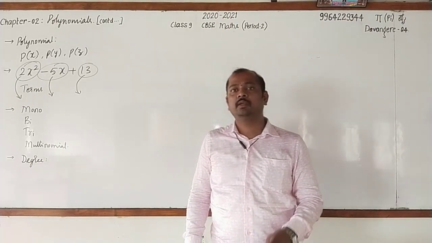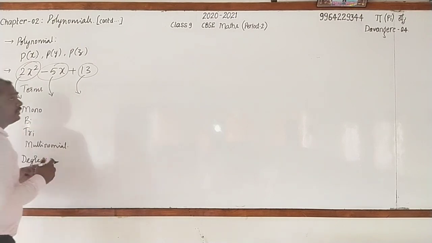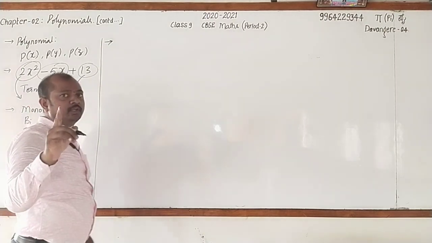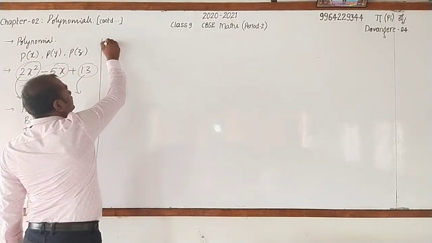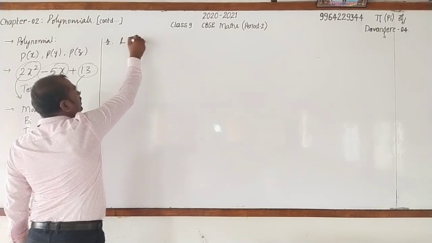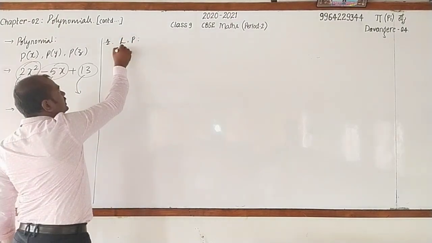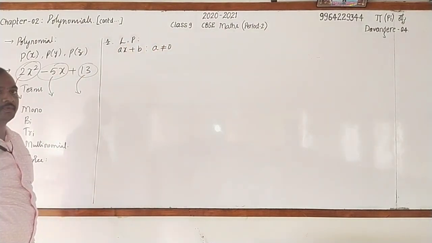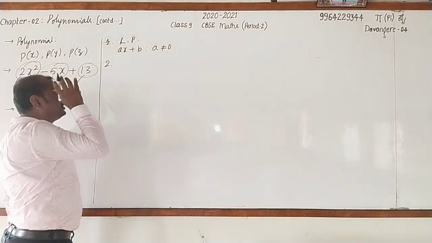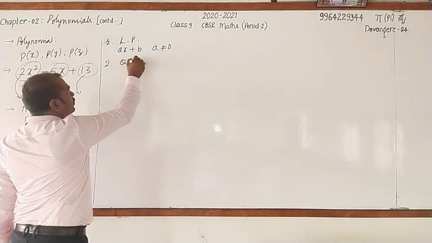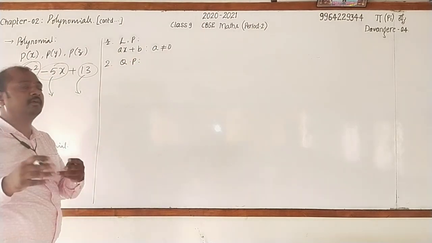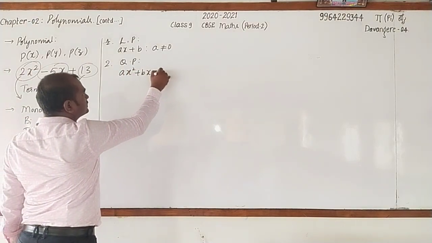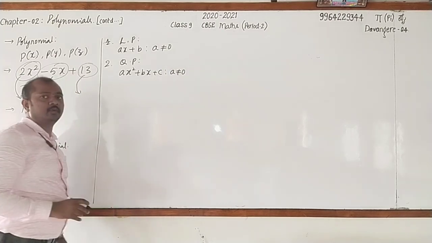Even based on the degree, we have classified the polynomial into some types. In that, the first one: what do you call a polynomial of degree 1? It is called a linear polynomial. What is its general form? It is ax plus b where a is not equal to 0. Then what do you call a polynomial of degree 2? It is a quadratic polynomial. Then recall its general form. It is ax square plus bx plus c where a is not equal to 0.